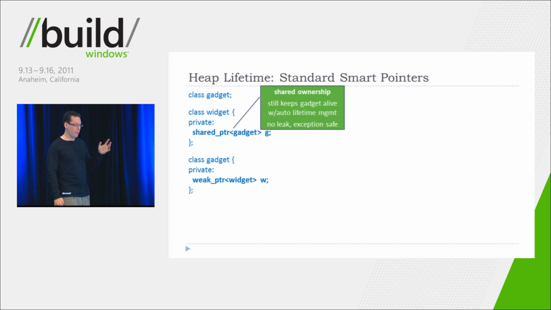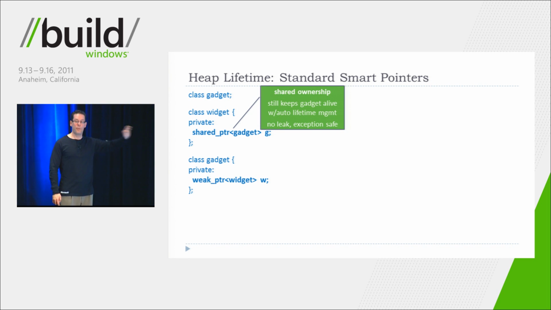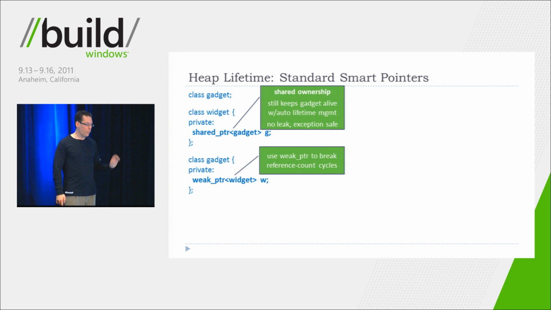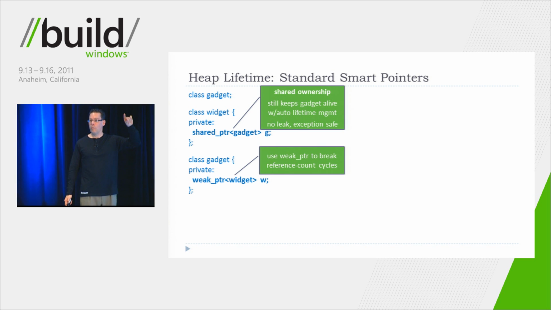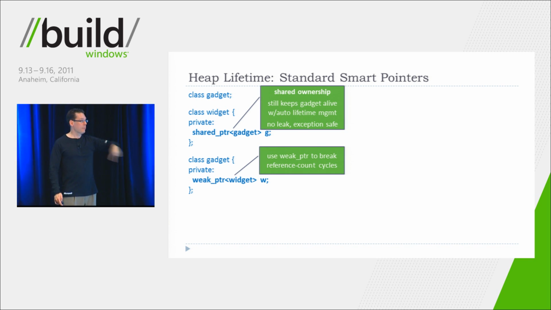Even though the shared pointer shows the shared ownership, it keeps the gadget alive, so there's no leak, it's exception safe. The weak pointer lets the gadget also refer back to the widget if it wants to. Now, if that were a strong shared pointer that keeps it alive, that would be a reference count cycle, and it would never be freed, never be deleted, right?